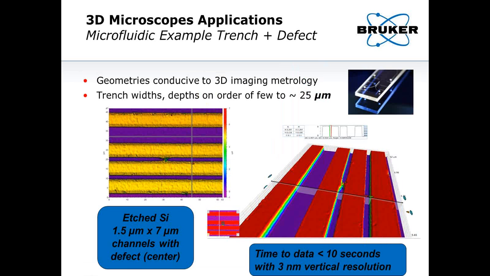I think this is one final example about some different applications where doing a 3D white light interference microscope scan can be very useful. In microfluidics, there are many trenches with different widths and depths that are on the order of tens to a few to 25 or even 50 or 100 microns at times. In this example, this is etched silicon, and we're looking at some trenches that are a few microns deep. I think the Z here is about 15 microns on the right hand side. You can see it, but you can also see the defect in the middle. You can see that very clearly, and you're getting relatively easily and very quickly very high quality data for this. This is a single field of view at about 50x magnification.